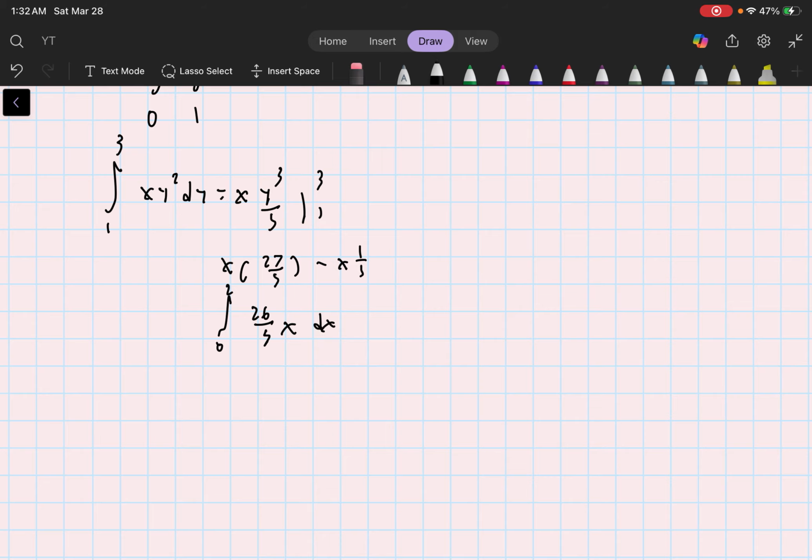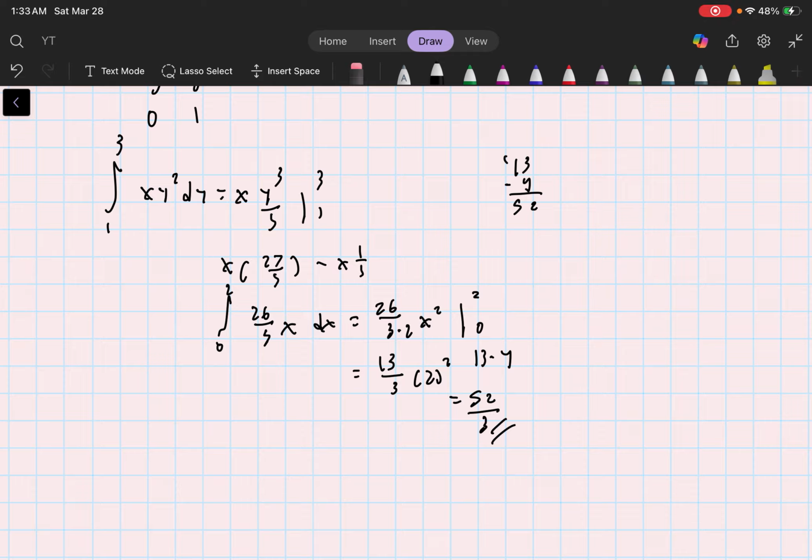And this time you integrate with respect to x. So from here, you'll get 26 over 3 times 2x squared all over 2, from 0 to 2. From here, you just plug things in. You could really divide that by 2, and make that 13 over 3 times 2 squared, which is 13 times 4. What's 13 times 4? 52. You should get 52 over 3 for this integral.